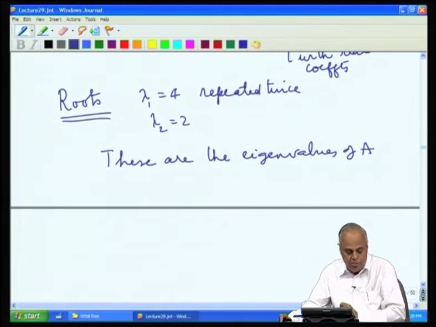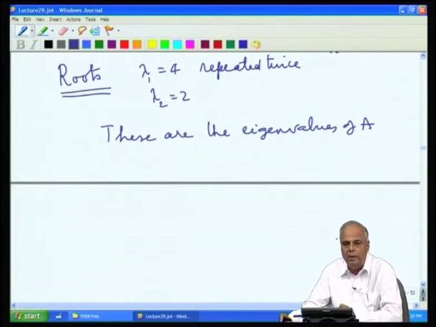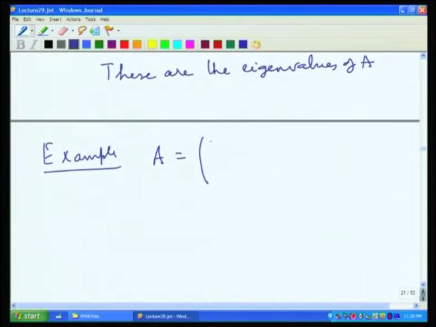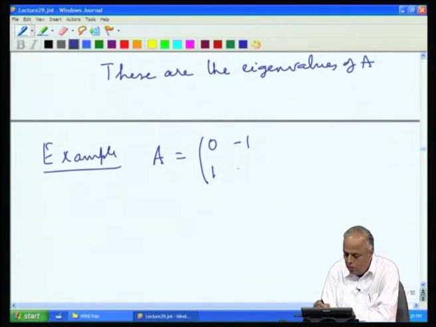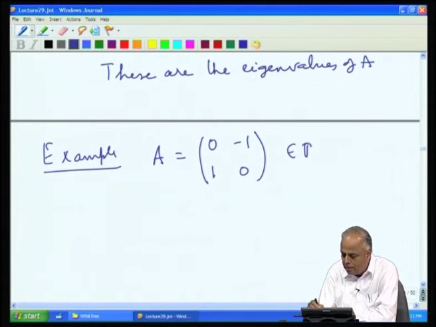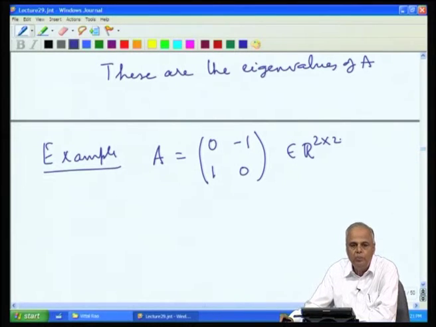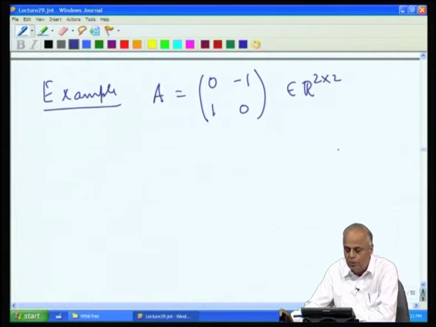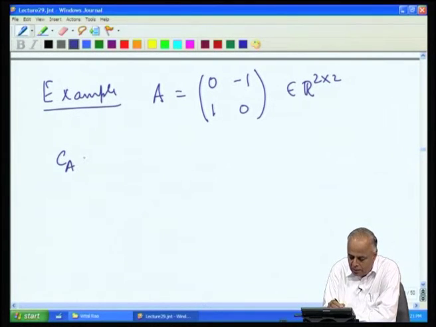So, we must remember that if we are dealing with real matrices and real diagonalizability, then we are looking for real eigenvalues. Let us look at another simple example. Let us consider the matrix A, which is 0, minus 1, 1, 0. This is again a real 2 by 2 matrix. So, its characteristic polynomial must be a monic polynomial of degree 2, because it is a 2 by 2 matrix.